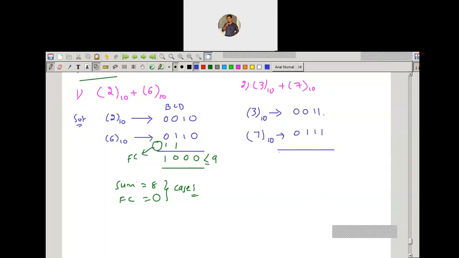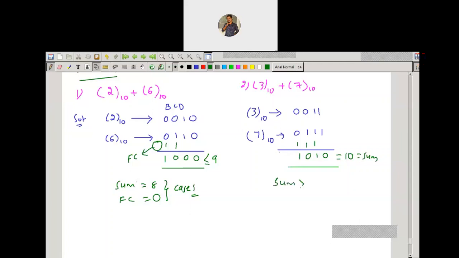1 plus 1 is 2, that is 0 with carry 1. And again 1 plus 1 plus 1 is 3, that is 1 with carry 1. And 0 plus 1 plus 1 is 2, that is 0 with carry 1, and 1. Now it is 1 0 1 0. What is the decimal equivalent value here? 1 0 1 0 is 8 plus 2, that is 10. So the obtained sum is 10.